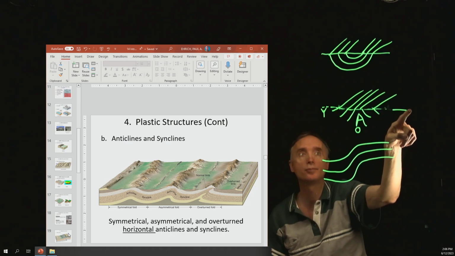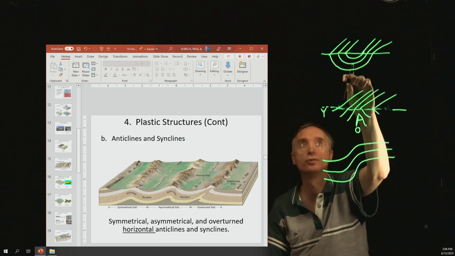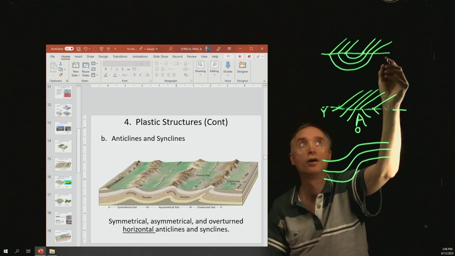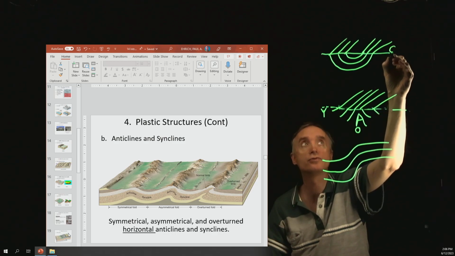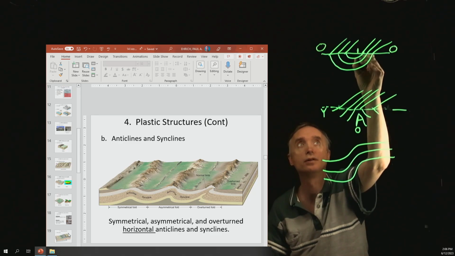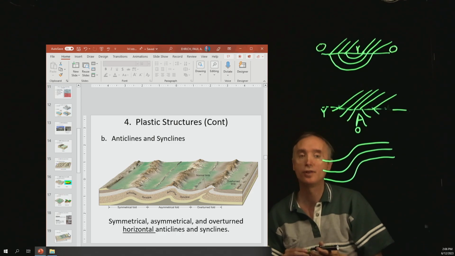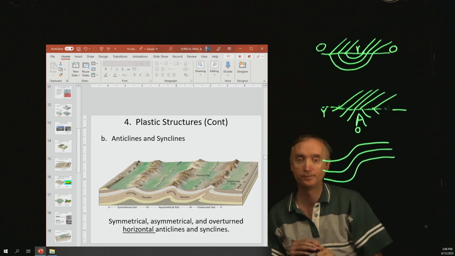But look at what happens here. In the case of the syncline, the oldest rocks, which are down here, are on the edges. So here's your oldest rocks, and then the youngest rocks are in the middle. So it's the exact opposite. So make sure and know that for the exam.